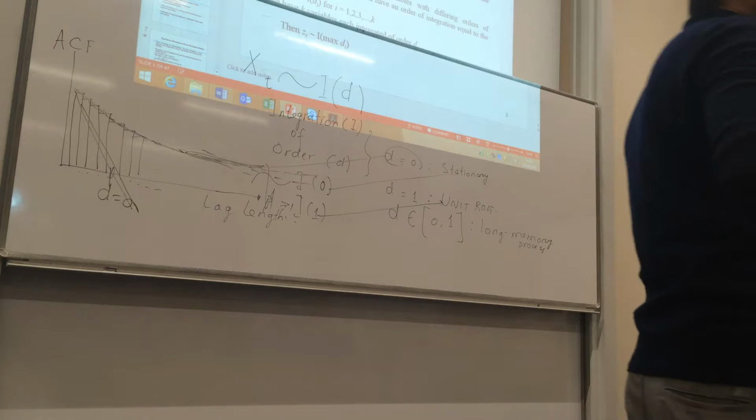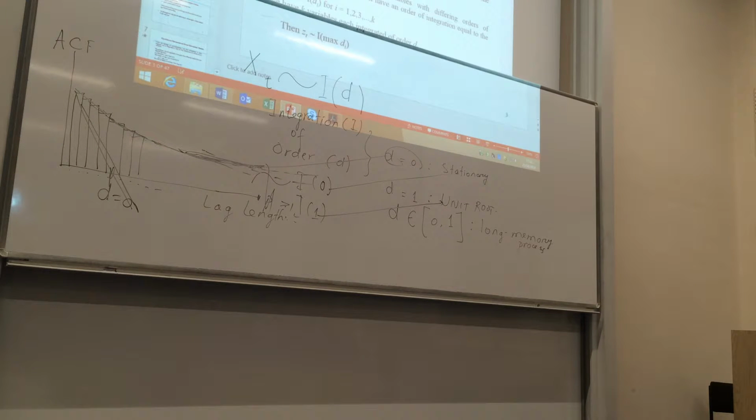Unit root series are random, where both the mean and variance always expand over time. So if it's asymptotic to the horizontal, d equals 1? Exactly, d equals 1.